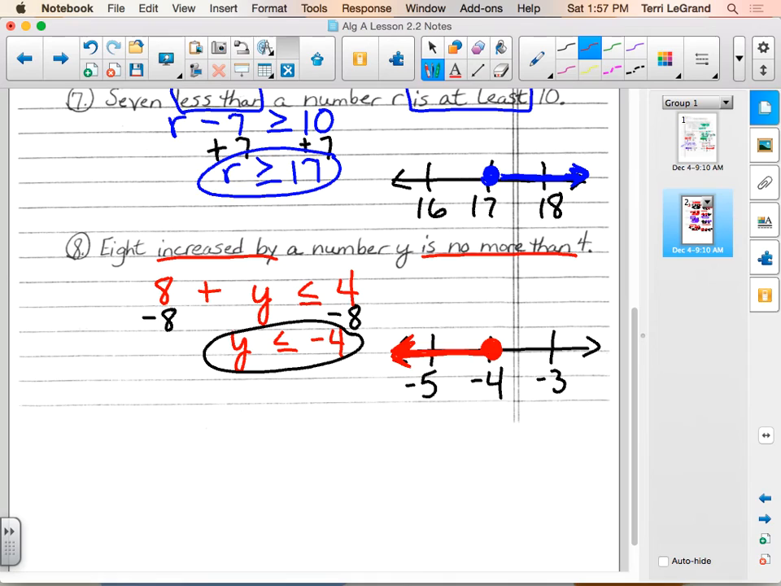Okay, so there's your skill that you're going to be practicing today in your homework. You're going to be solving inequalities that involve addition or subtraction, and not only solving them, but representing them with a graph, and sometimes even having to set up your own before you go about solving it. So good luck.